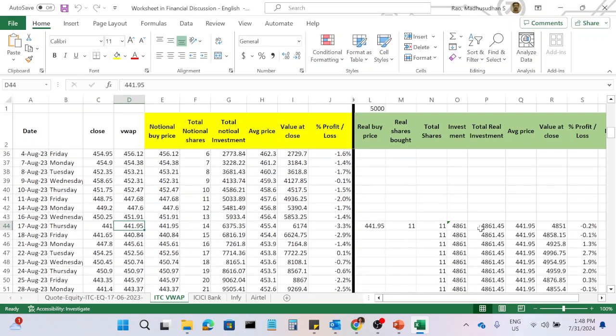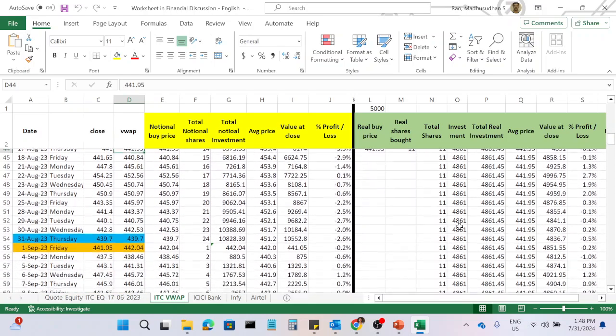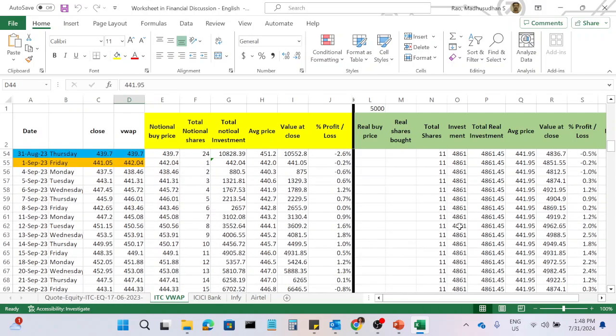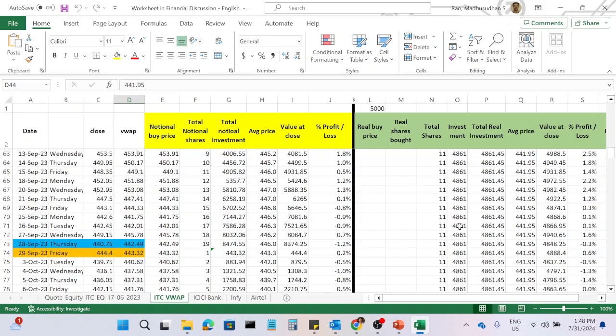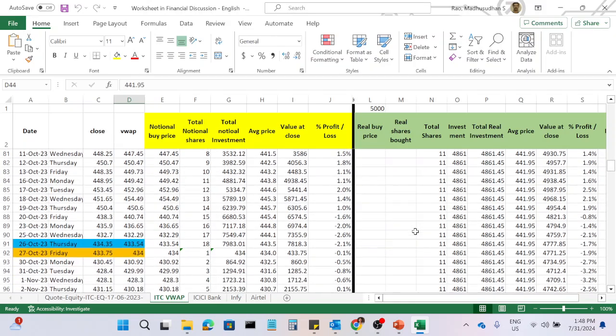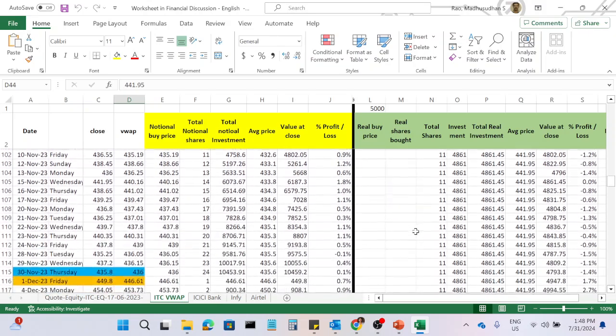We will hold that stock until we get a profit of plus 6%. If in between we get another buy option, we will buy that one. Right now, if we look at this, we haven't got any buy option here. I'll scroll further down.